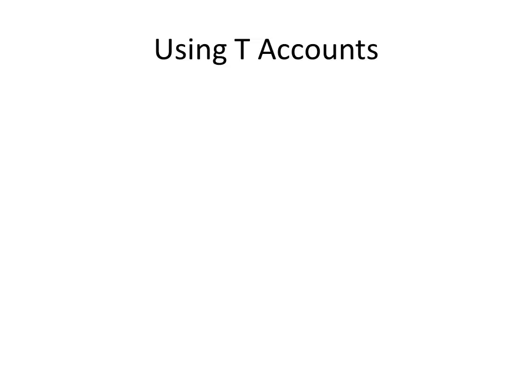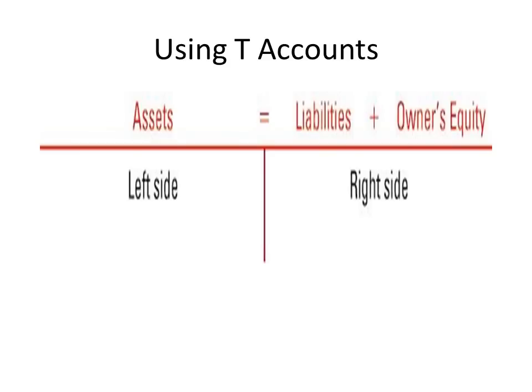All right. Let's talk about using T accounts here. Let's go back to our initial equation, which we learned in lesson 1.1. Assets equal liabilities plus owner's equity. If you use the equal sign as the divider, assets are on the left side of the equation. Liabilities and owner's equity are on the right side of the equation.